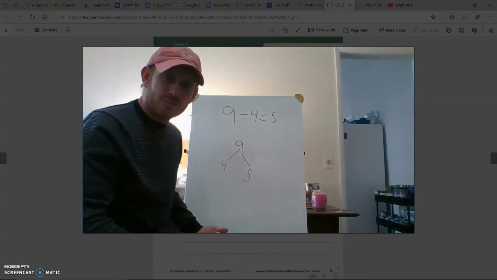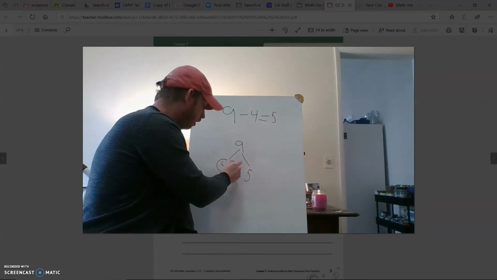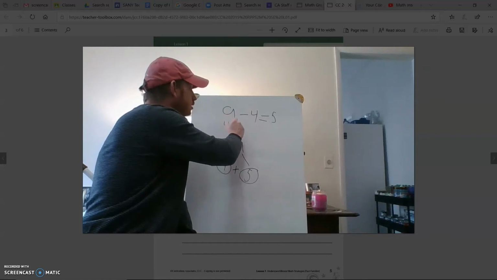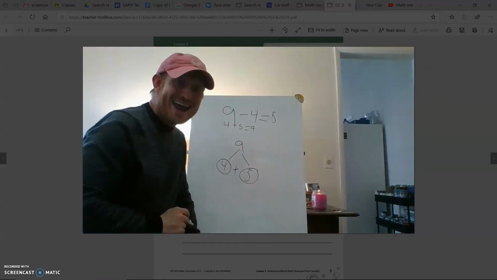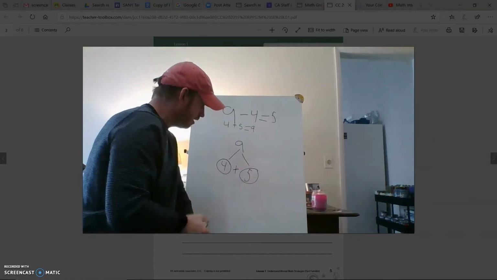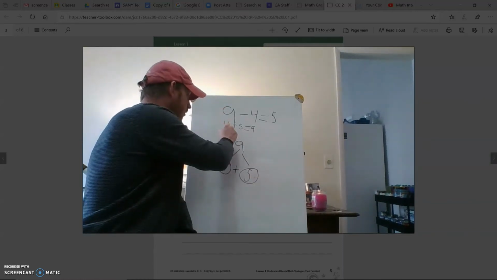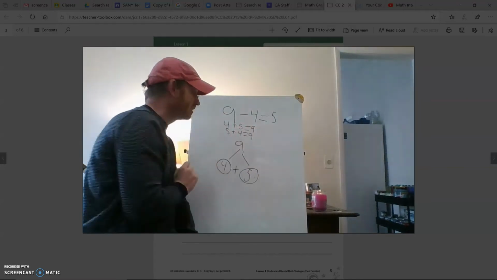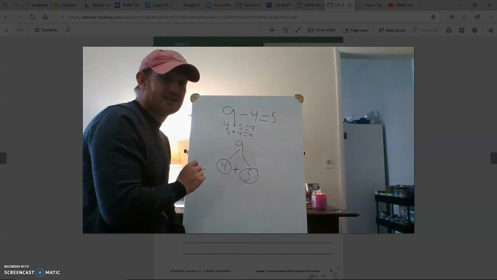But it also means that 4 plus 5 is equal to 9. And it means that 5 plus 4 is equal to 9. Either one of these answers would be correct.